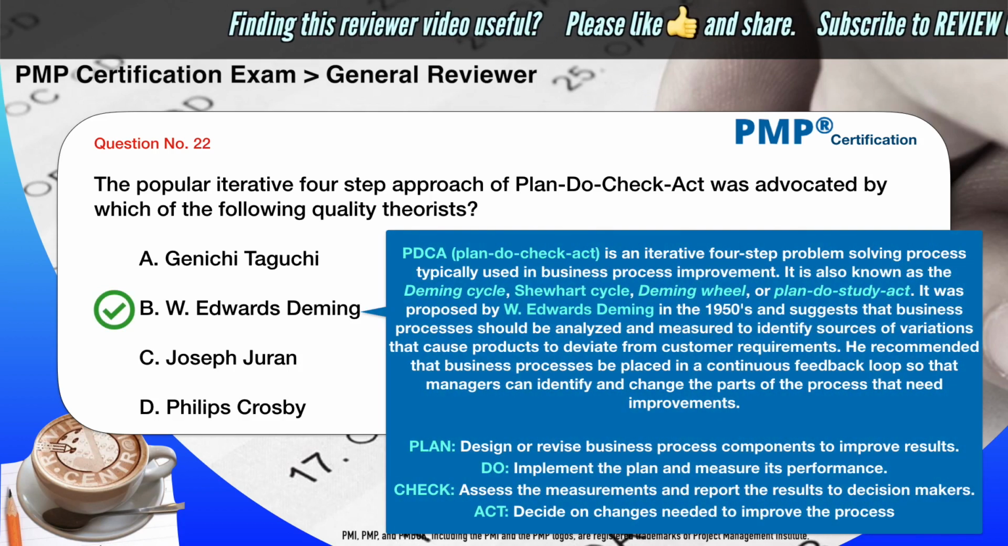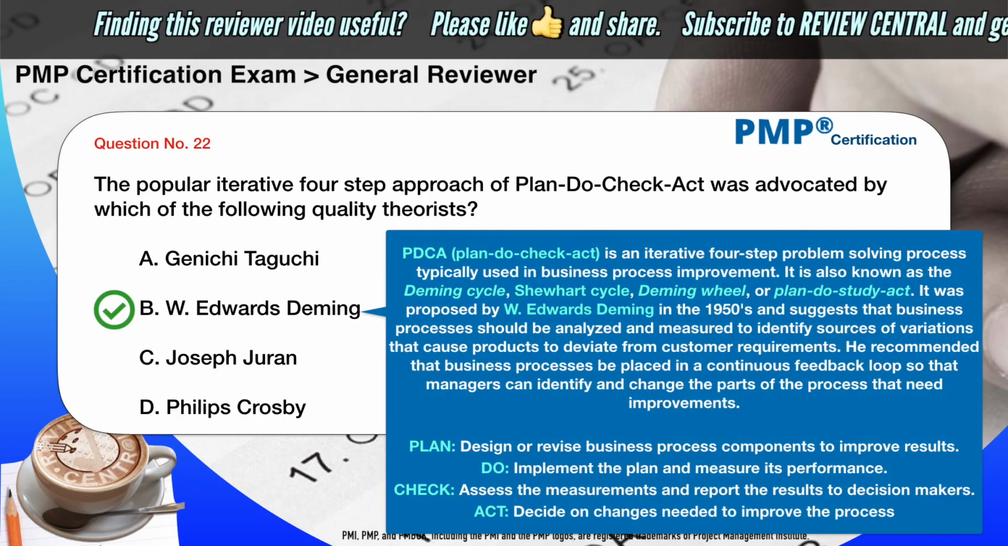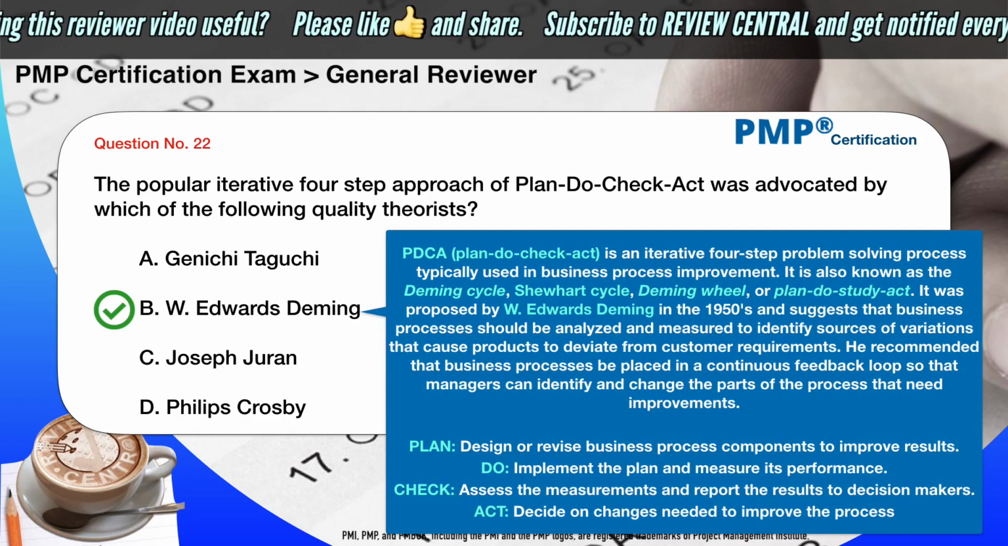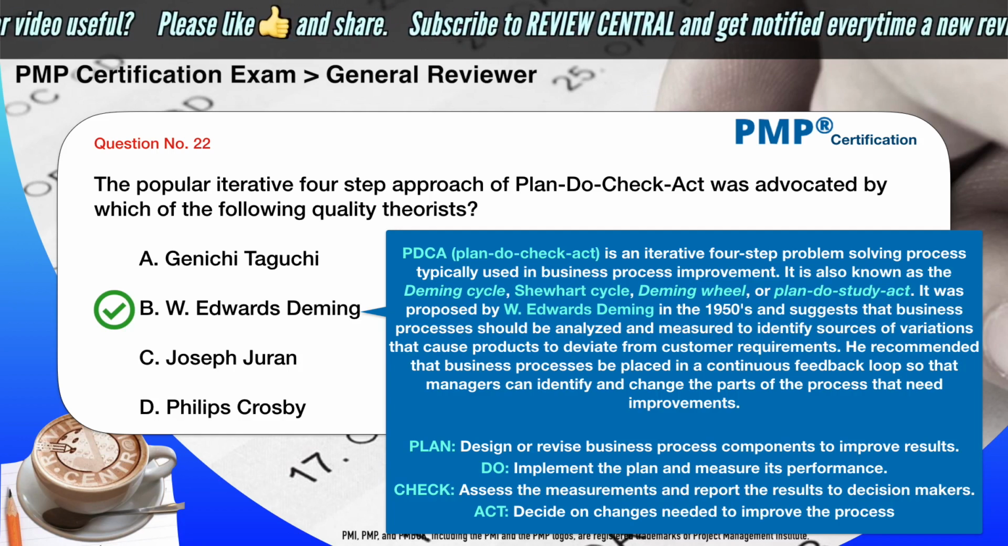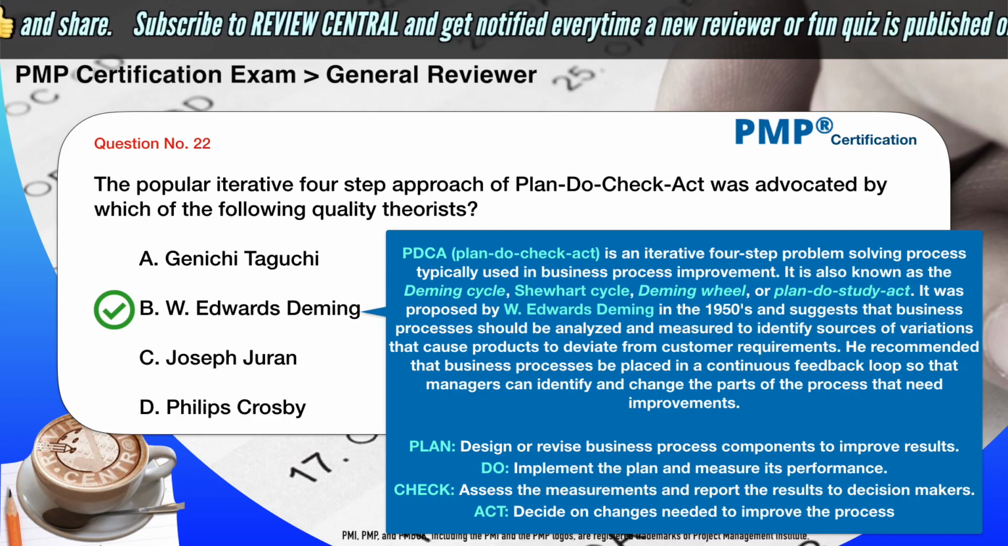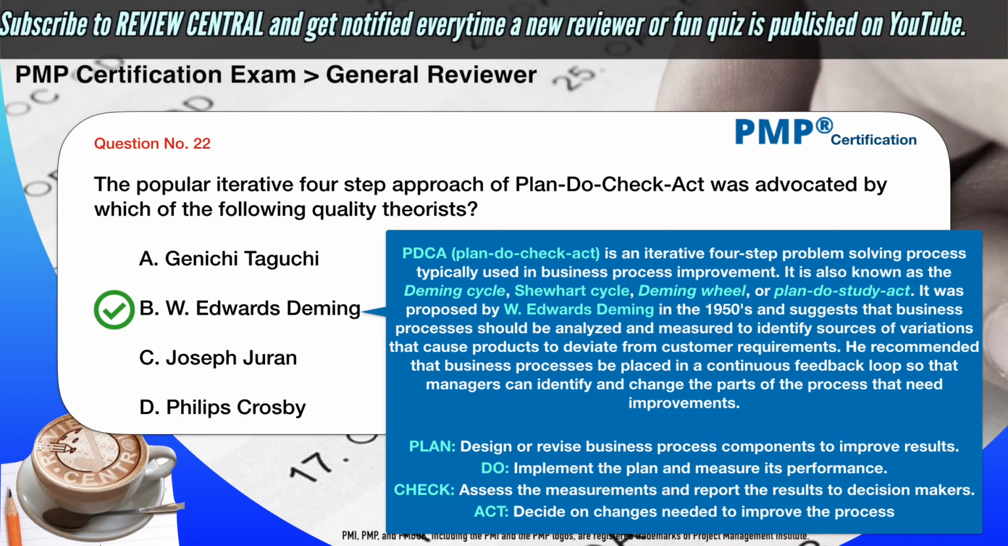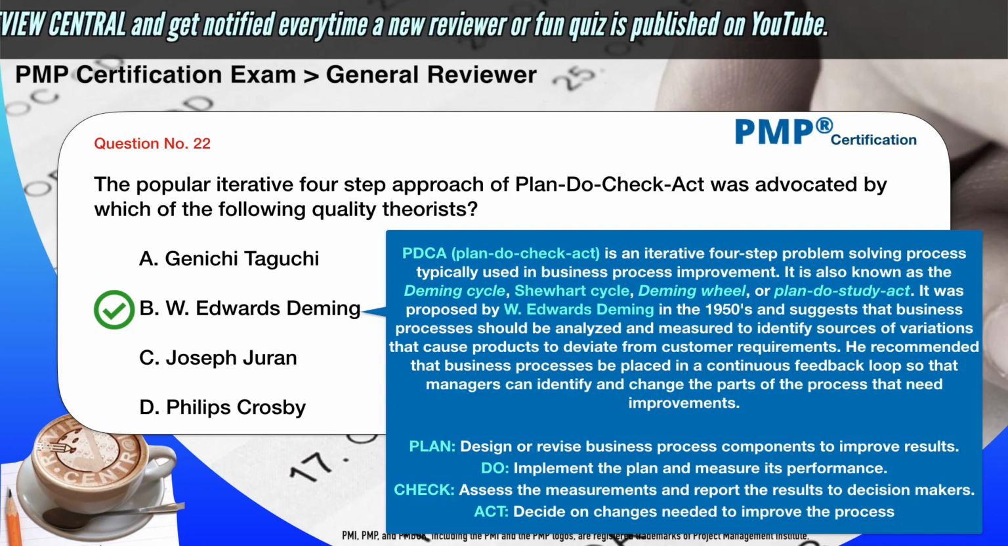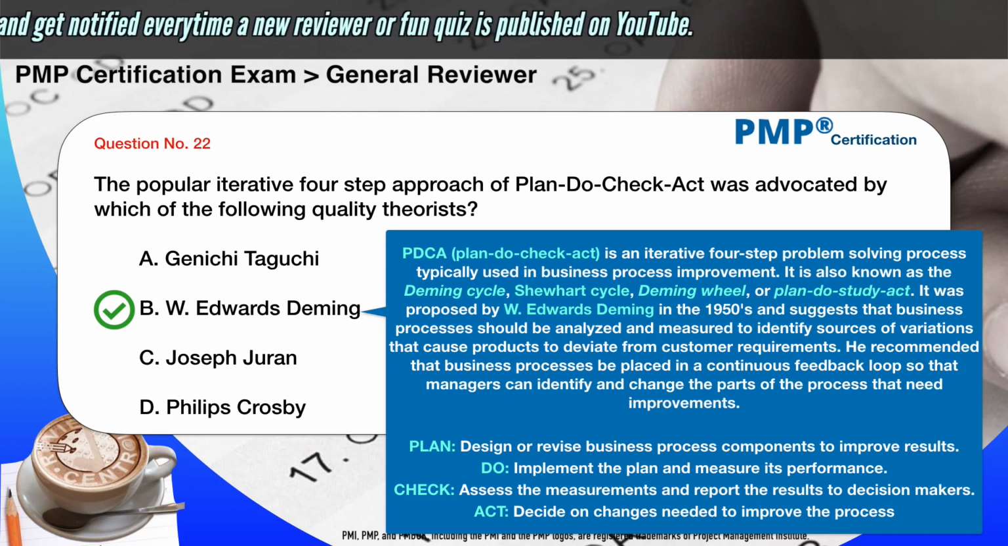The correct answer is B. W. Edwards Deming. PDCA, or Plan, Do, Check, Act, is an iterative four-step problem-solving process typically used in business process improvement. It is also known as the Deming cycle, Shewhart cycle, Deming wheel, or Plan, Do, Study, Act.